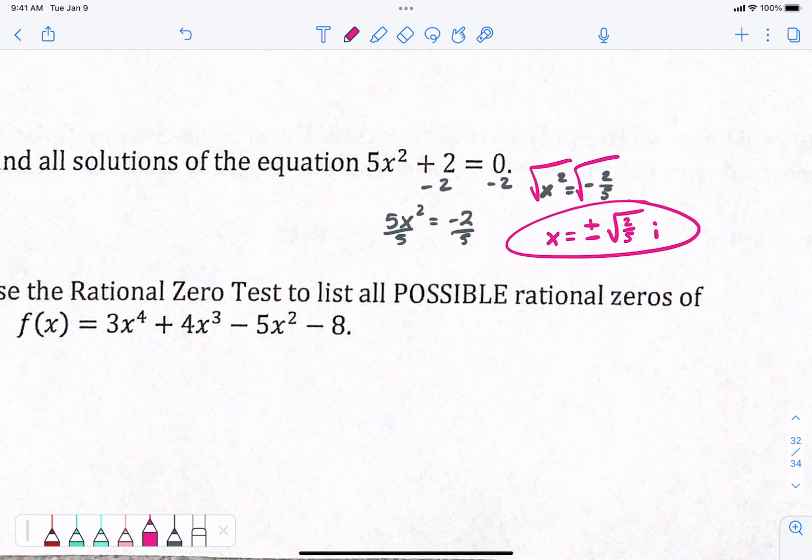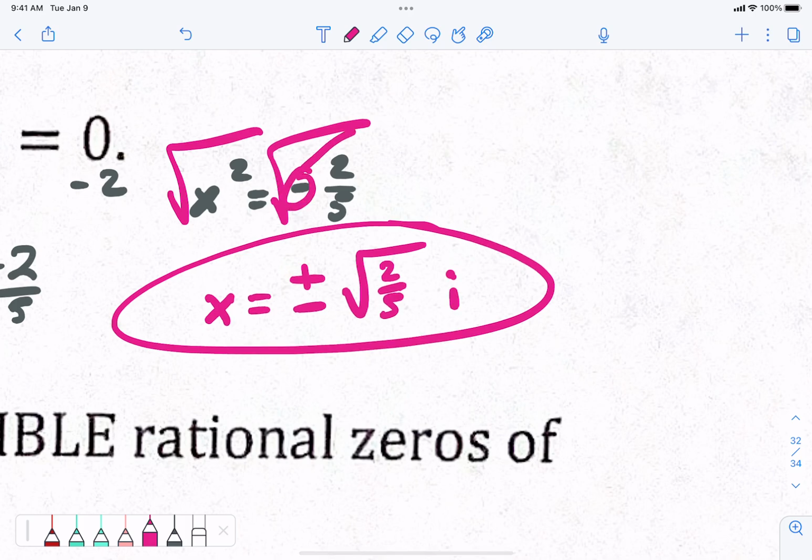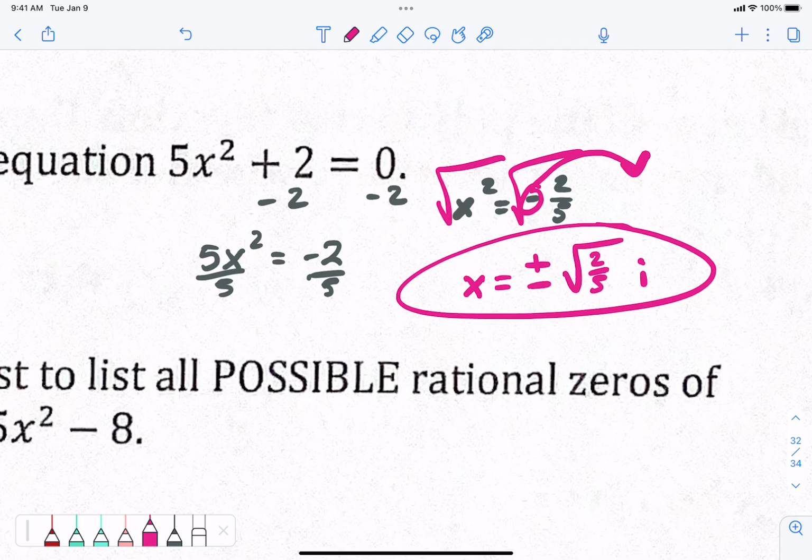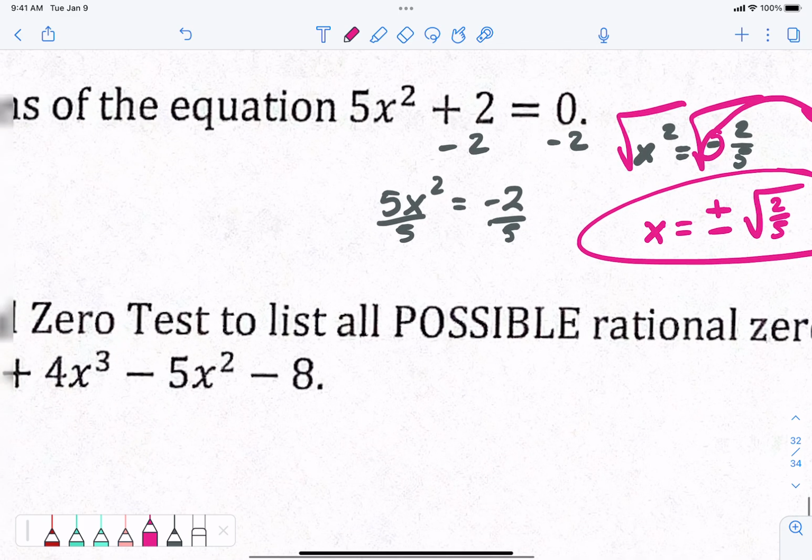Why is it plus and minus? Every time we put the square root in, it's always plus and minus. This is p over q, right? Because the negative becomes an i. So now how do we get 2/5? It could be 2 negative numbers to make 2/5 and 2 positive numbers to make 2/5.